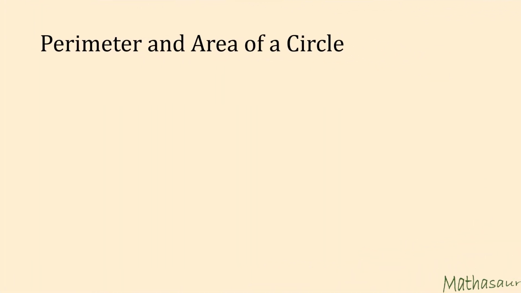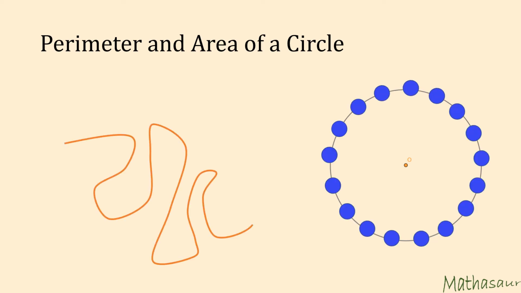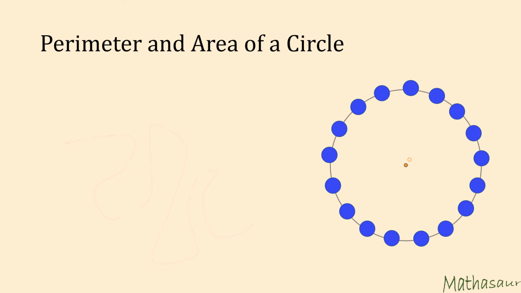Today let us look at perimeter and area of a circle. Let us take a circle with center O. Now let us take a board pin and put it on the perimeter of the circle. Now let us take more such board pins and cover the perimeter of this circle. Now if we take a thread and put it around these board pins, then it should cover the perimeter of the circle.